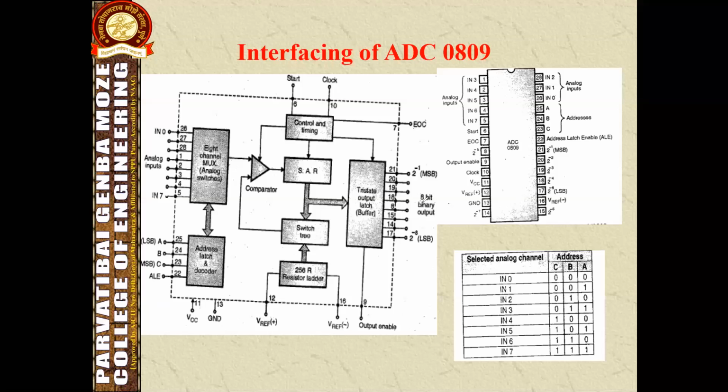And the digital output pins: pin number 17, 14, 15, 8, 18, 19, 20 and 21. These are the digital outputs. Here there are 8 digital output pins, and the weights go from 2 to the power -1 onwards. This indicates the MSB bit, and this is the LSB bit here.